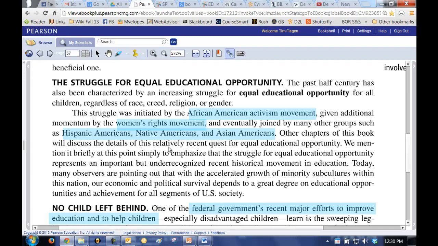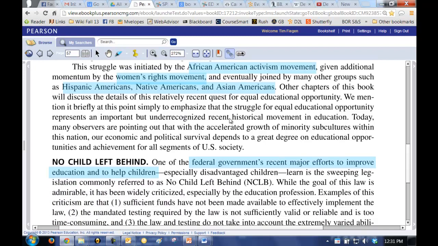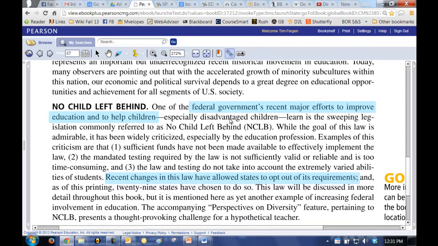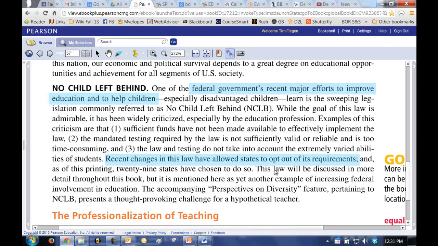So it's my contention, contrary to what the authors of the book say, that money does not fix this. Money does not fix this. What fixes it? That's a whole other class. Then No Child Left Behind, and again I'm bringing it over here. Equal opportunities. This is number 8 and number 9, and you're going to make some notes about both of these.